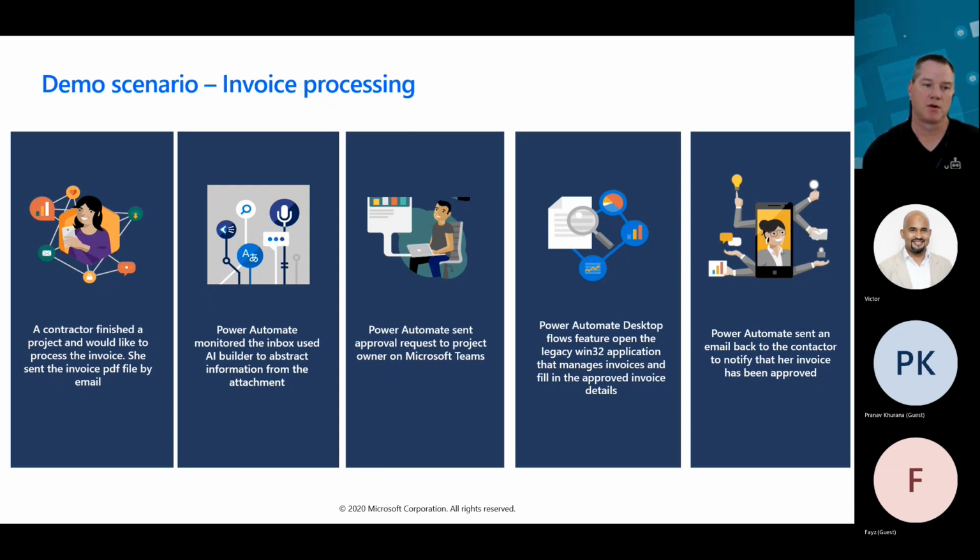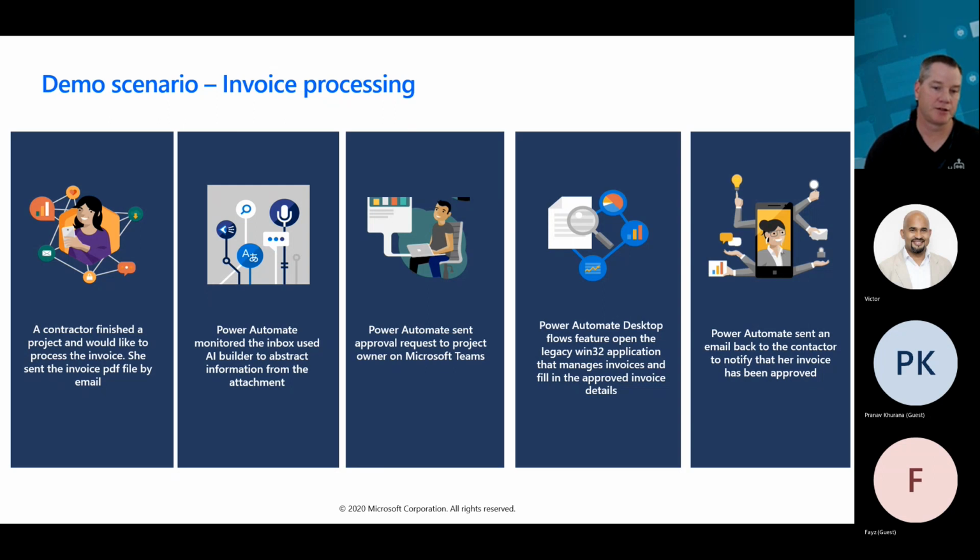What we're going to do is receive an email that a contractor would submit, including an invoice as an attachment. It's going to be a PDF. Then we're going to have Power Automate monitor that specific inbox, extract the PDF from the email itself, and route it to AI Builder. AI Builder is going to take advantage of forms processing in order to extract the details that we're interested in, and then we can use those details downstream.